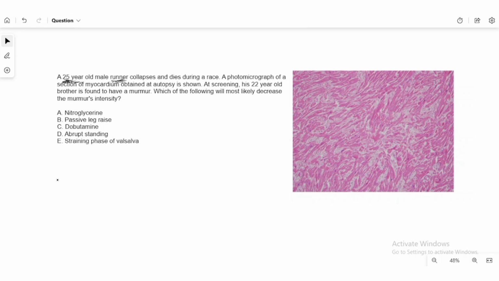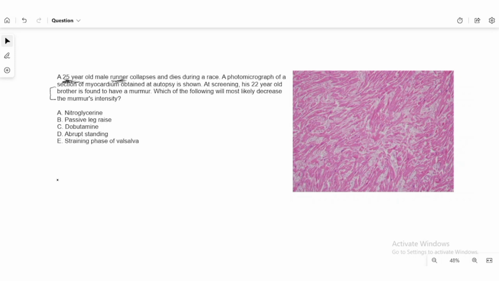A photomicrograph of a section of myocardium obtained at autopsy is shown. So we have this histology image here, looking at the myocytes and their orientation. That can give us some clues as well. At screening, his 22-year-old brother is found to have a murmur. Now, a quick little piece of advice here is to always try to think from the perspective of the test maker, right? Whoever made this question didn't just put this brother thing in here for no reason. The fact that it's mentioning a brother who is found to have a murmur and you have this patient collapsing and dying during a race probably means that there is some kind of heritability or some kind of genetic factor involved somewhere here. Which of the following will most likely decrease the murmur's intensity?